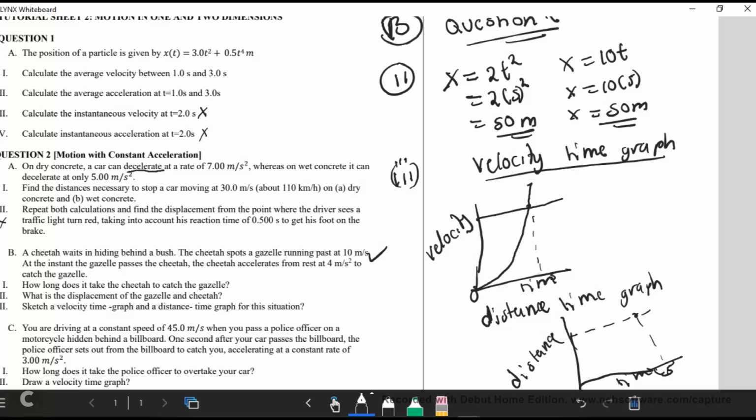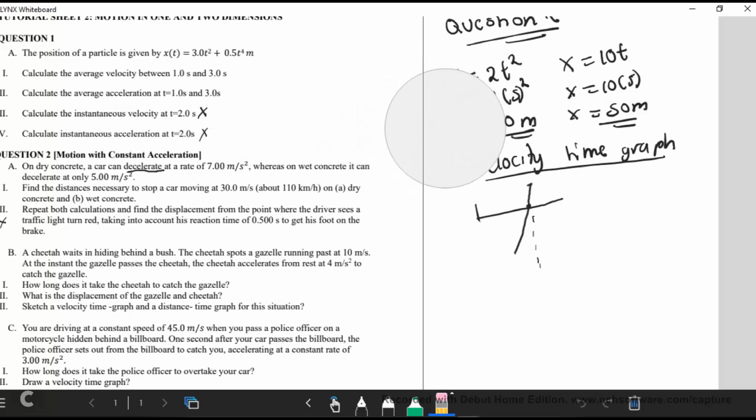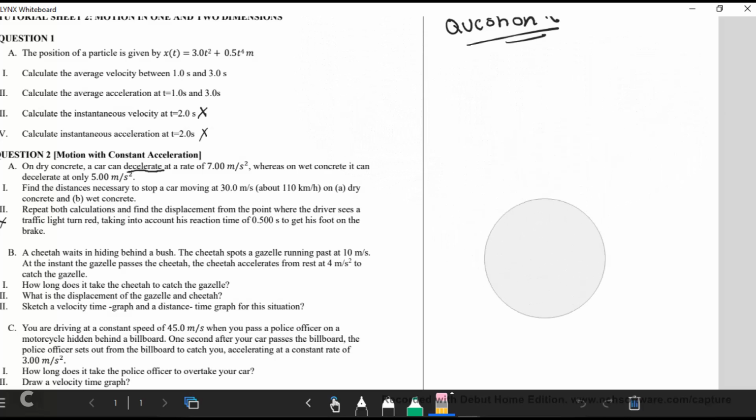Hope it's clear on question B. Now let's go also and answer question C now. So on question C, they're saying, let's see.